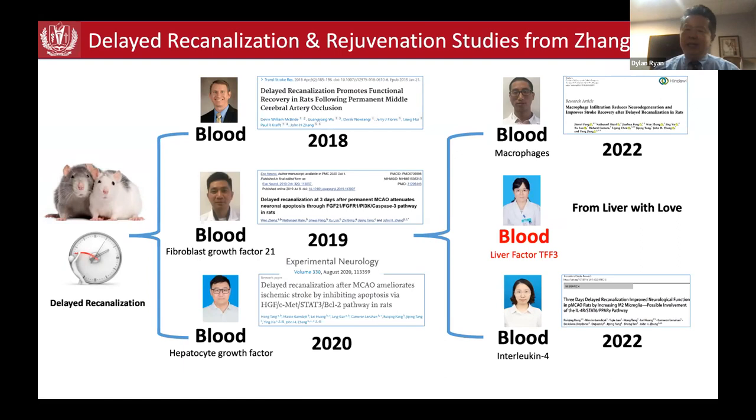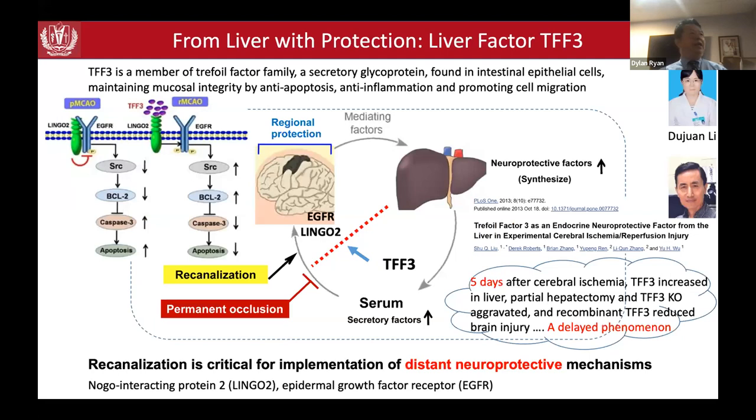So I'm going to give you some examples of the red color, the liver factor in the brain. We didn't get this idea by ourselves. We borrowed it. There was an article in PLOS One in 2013 about Trefoil Factor 3, which is from the liver. We call it TFF3. The guy found something similar 5 days after stroke. This liver factor increased, right? If you manipulate it, take it out, the animal gets worse. If you put it back, the animal gets better.